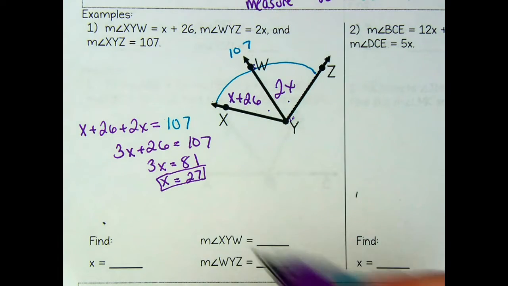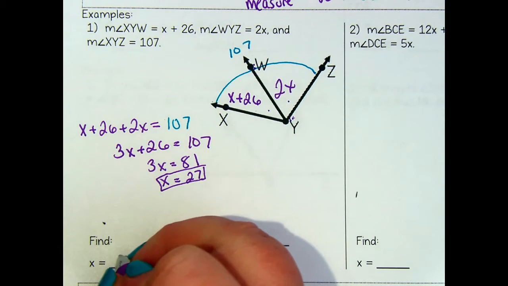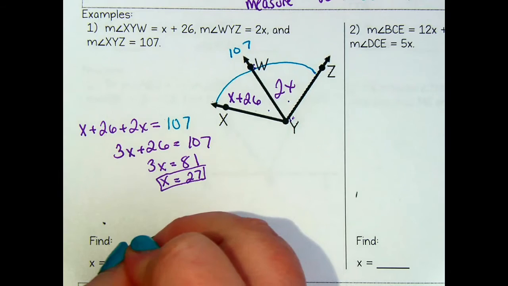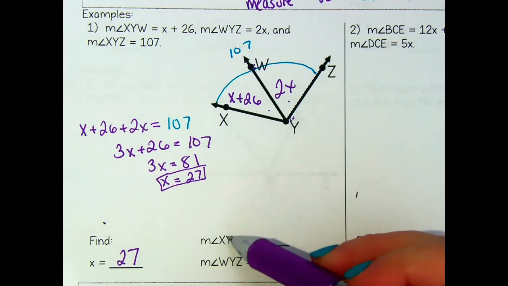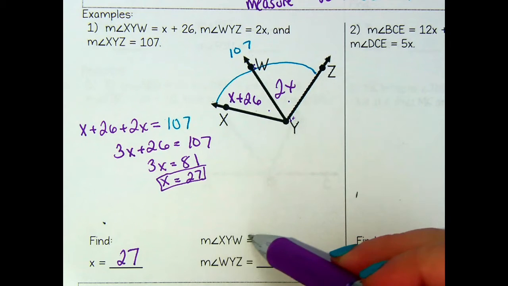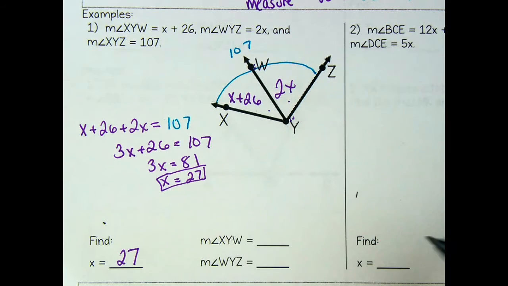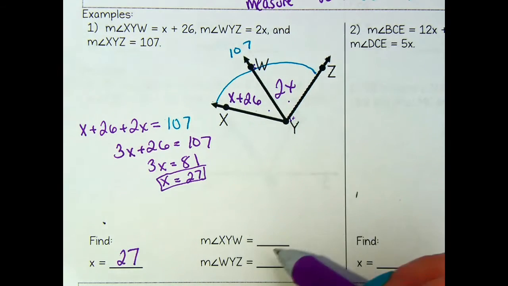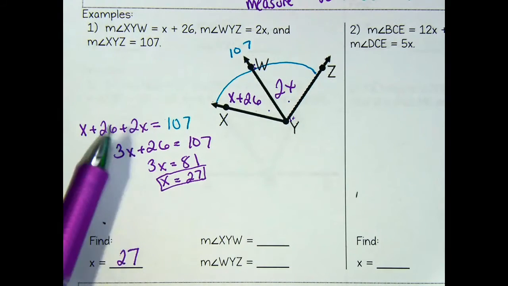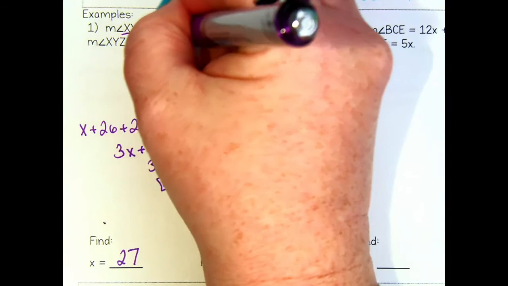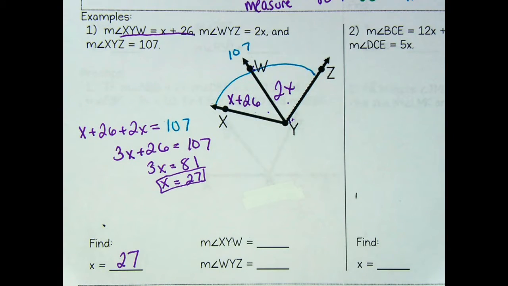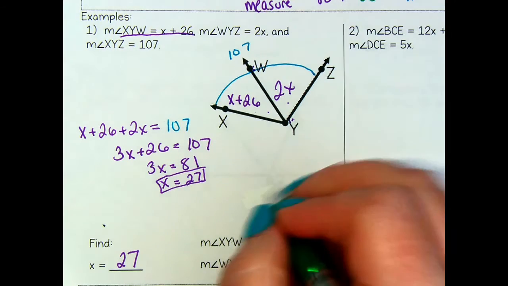Then I'm going to look towards the bottom and see what the problem is asking me to find. Well, it's asking me to find x, which is 27. But then it's also asking me to find the measure of angle XYW and angle WYZ. So all I'm going to do is substitute. The measure of angle XYW is x plus 26.